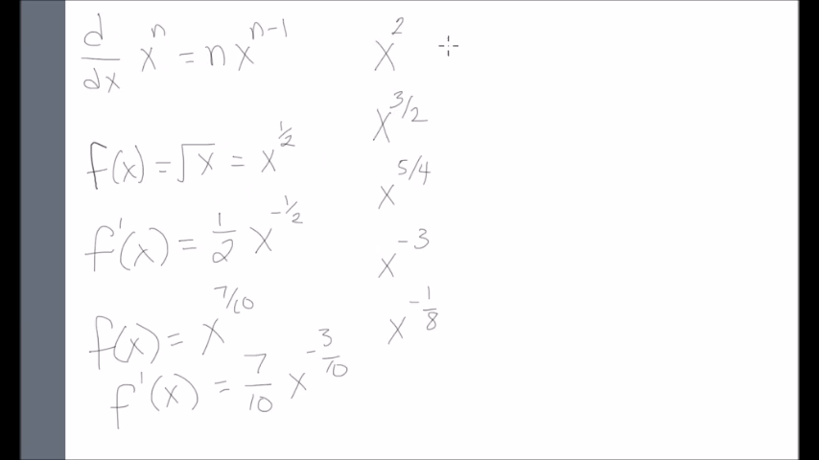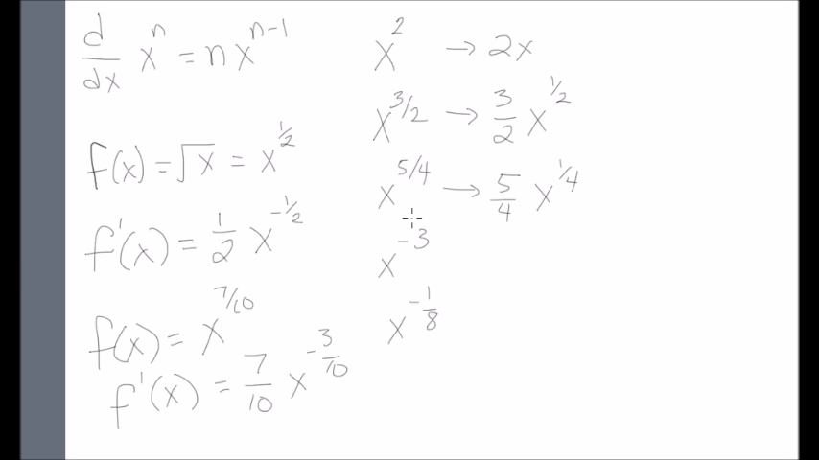All right, so the first is very straightforward, 2x to the 1st power. The second, we put 3/2 out front, subtract 1 from 3/2, we get 1/2. Here, same basic idea, we take 5/4, subtract 1, we get 1/4.